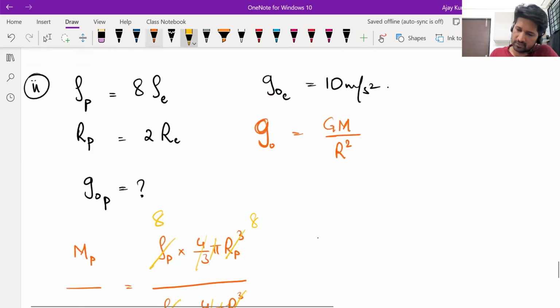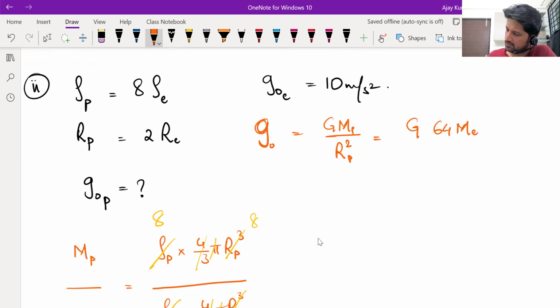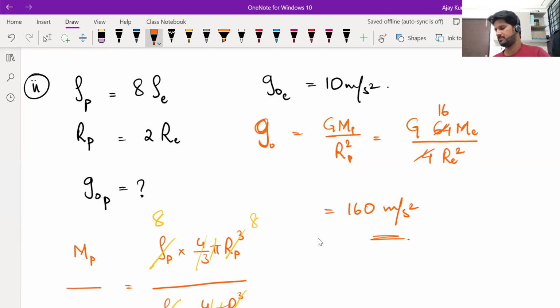That's all. So gravity on the surface of the planet becomes g into 64 times the mass of Earth divided by radius of planet, which is 2 times radius of Earth, and when you square it, it becomes 4 times the radius of Earth squared. 64 by 4 is 16 times. The answer is 16 GME by RE square. 16 into 10, 160 meters per second square. 16 times stronger gravity.